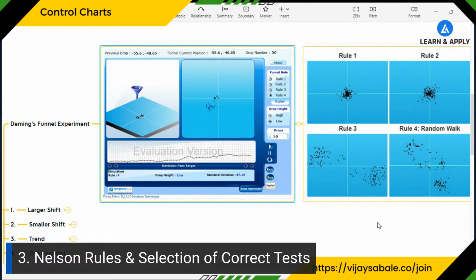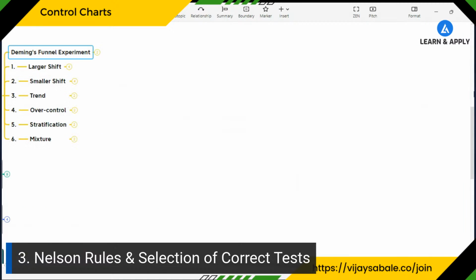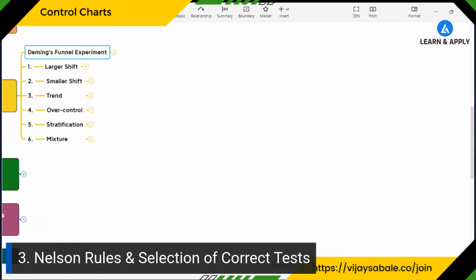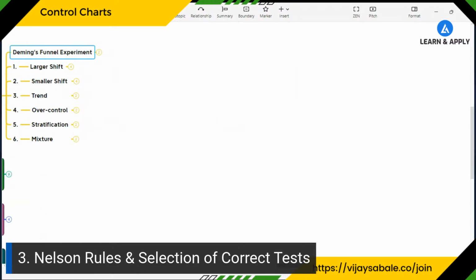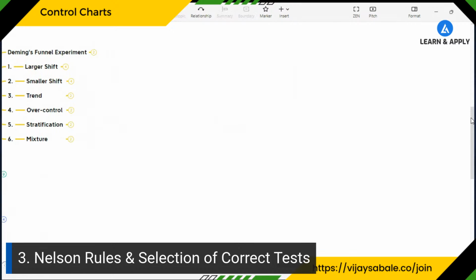We need to adjust the process only if there is a presence of special cause, right? And if you are going to adjust the process without that, it is going to increase the variation. Now, how can we detect that? For detection of whether there is a presence of special cause or not, there are 8 Nelson rules.